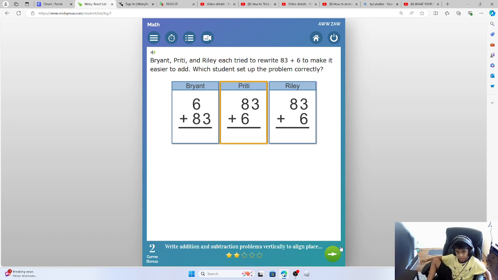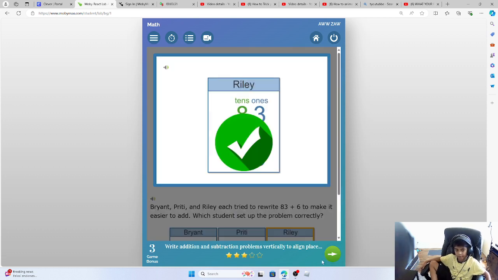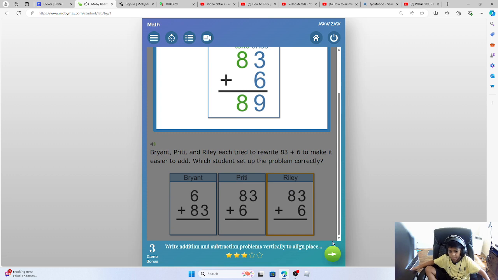83 plus 6. Riley. When adding vertically, tens must be added to tens, and ones must be added to ones. Riley set up this problem correctly. To find the sum, add straight down in each place value. 3 ones and 6 ones. Next.